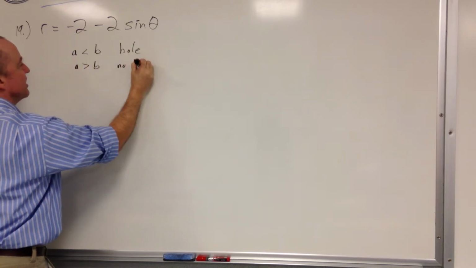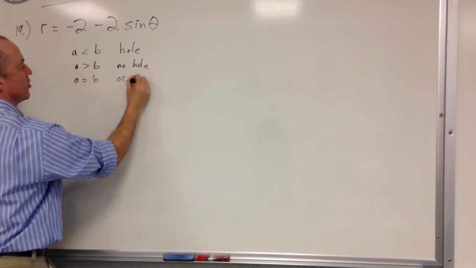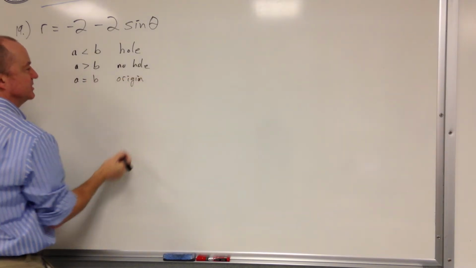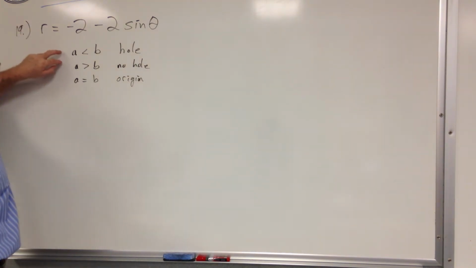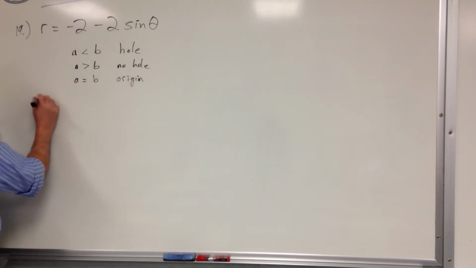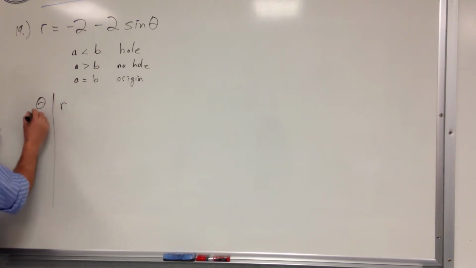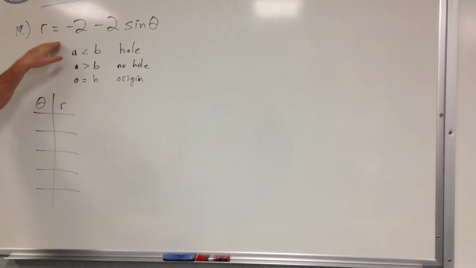Excellent. And it's only if a is equal to b that you get right on the origin the cardioid. You get that little cusp on the origin. I was totally blanking on that. I was trying to do it in my head as you asked me. All right, so let's do our table just so we don't have to memorize every single thing. If you just remember this is some sort of limacon, then whether it's a cardioid or not will take care of itself as you do the table.